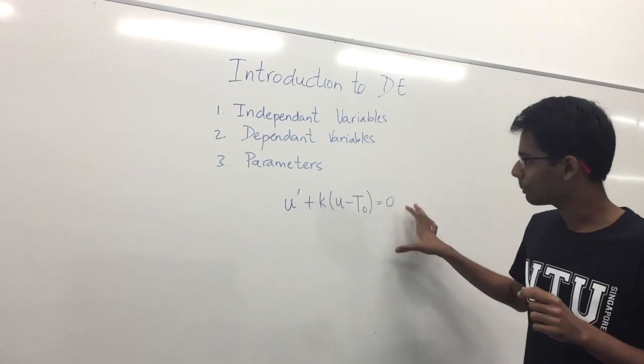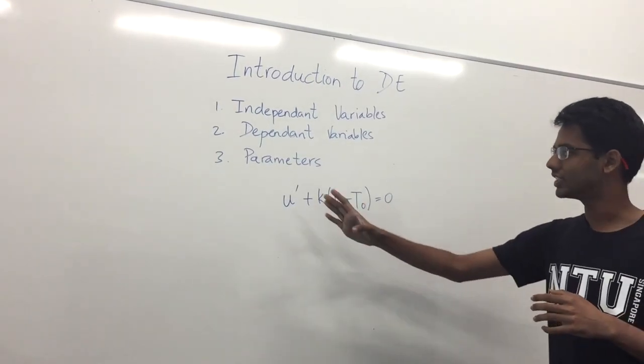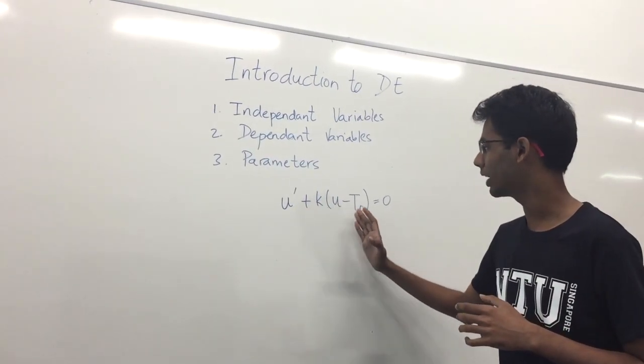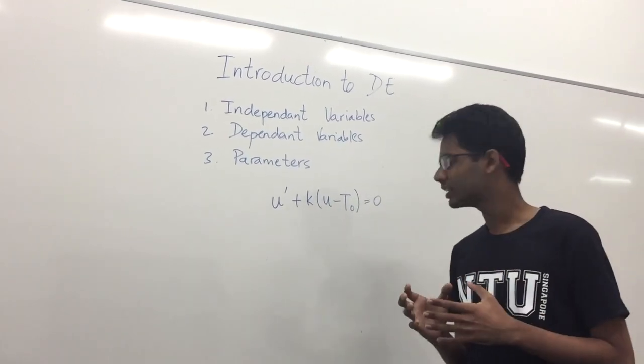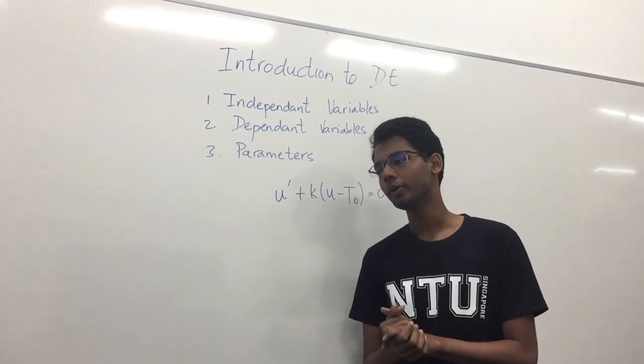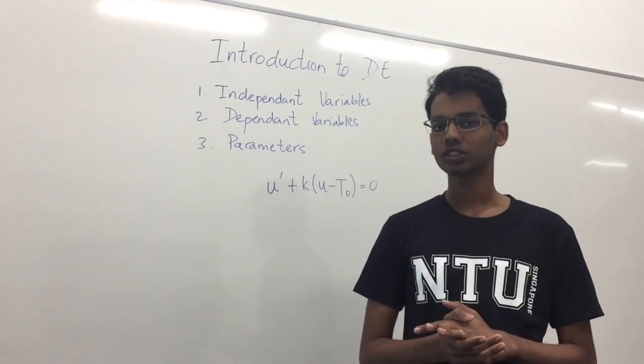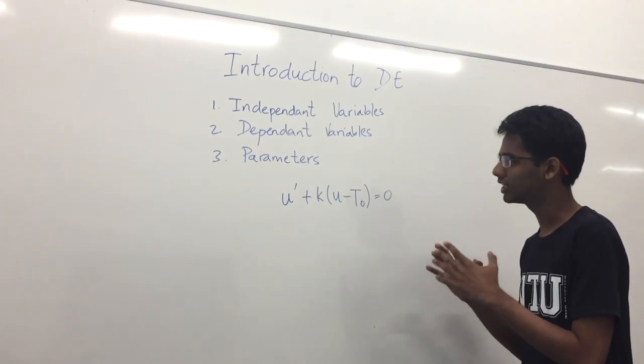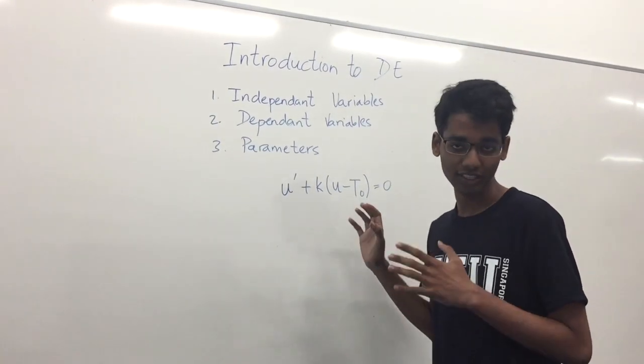So this is a sample differential equation. It says u prime plus k times (u minus T naught) is 0. This is a very famous equation and it's known as Newton's law of cooling. You'll be doing it in your mechanical engineering heat transfer course. But for now, it's completely alright if you don't understand this term.